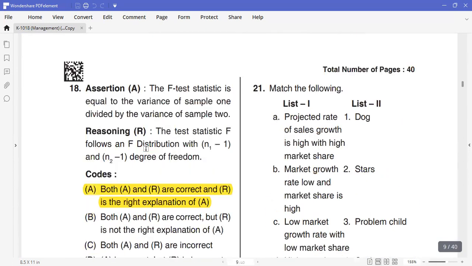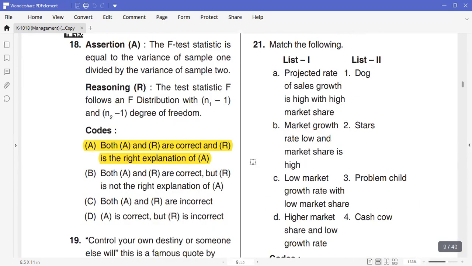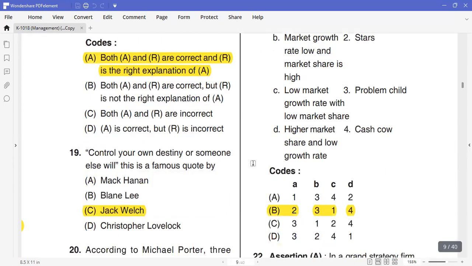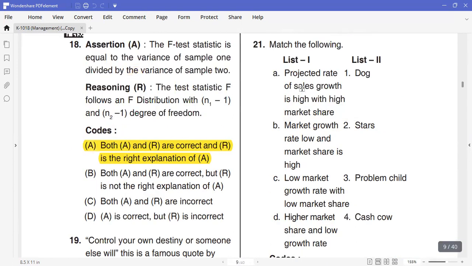Now let us go to the 21st question. Match the following. So list 1 versus list 2, you have to match. The correct option for A is 2. So what is A? Projected rate of sales growth is high with high market share. So this is actually called stars.